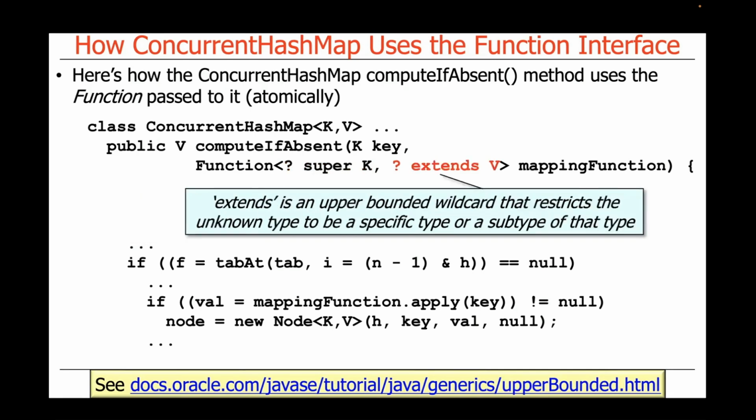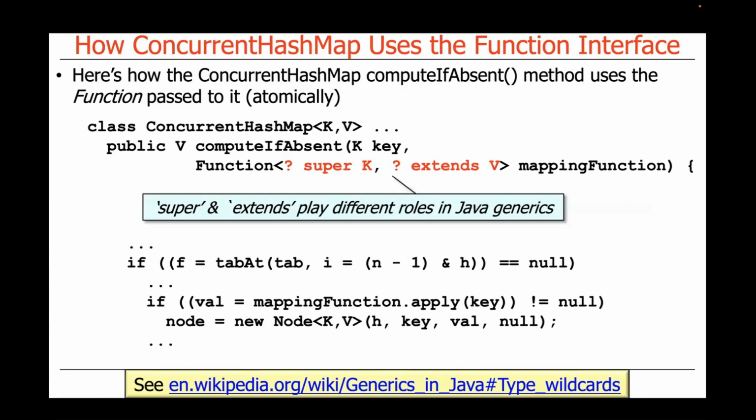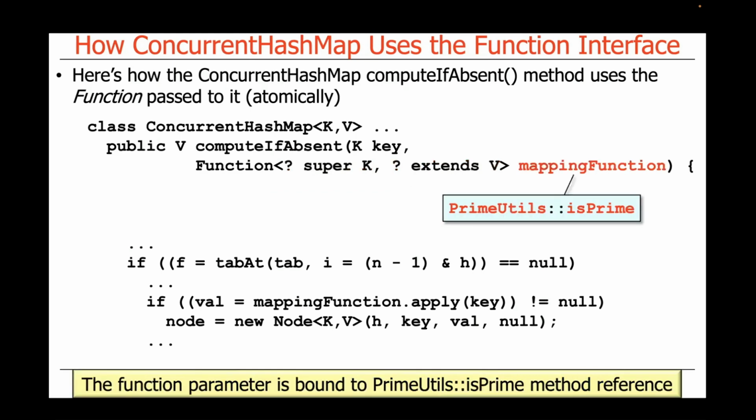And then over here, we see extends, which defines an upper bounded wildcard that restricts the unknown type to be either a specific type or a subtype of that type. So there are two different ways of defining these things. And you can read more about this if you're curious by taking a look at the link at the bottom of the slide, which talks about type wildcards in generic Java.